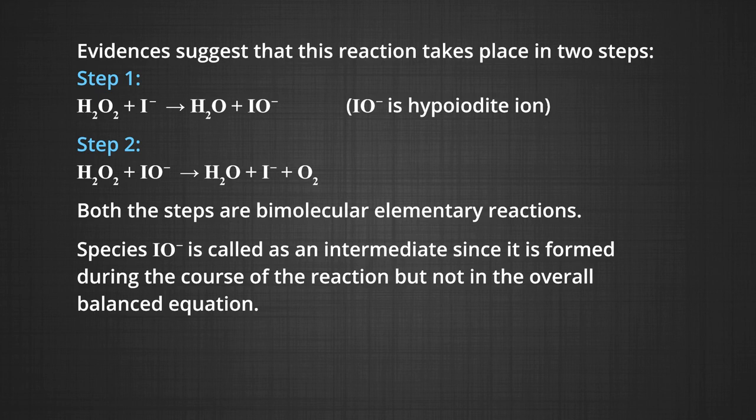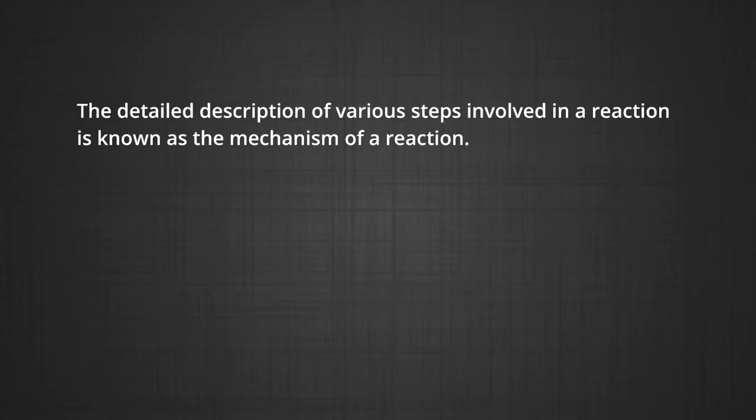The species IO minus is called an intermediate, since it is formed during the course of the reaction but does not appear in the overall balanced equation. The first step, being slow, is the rate determining step. Thus, the rate of formation of the intermediate will determine the rate of this reaction. The detailed description of the various steps involved in a reaction is known as the mechanism of a reaction.